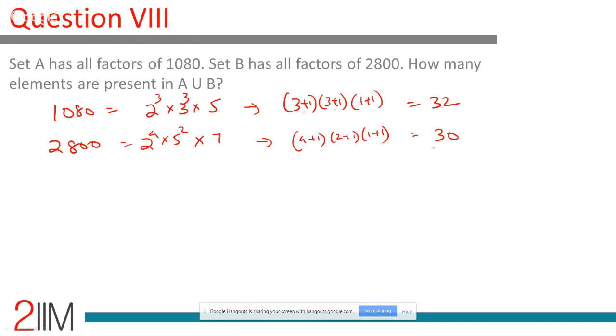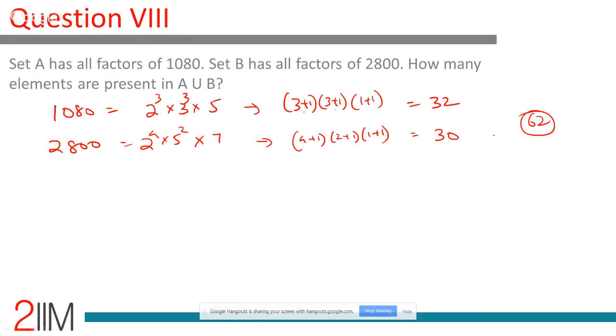So set A has 32 elements, set B has 30 elements. We need to find how many are present in A union B. 32 plus 30 is 62. Right? A has 32, B has 30. So totally they should have 62. Is that right?